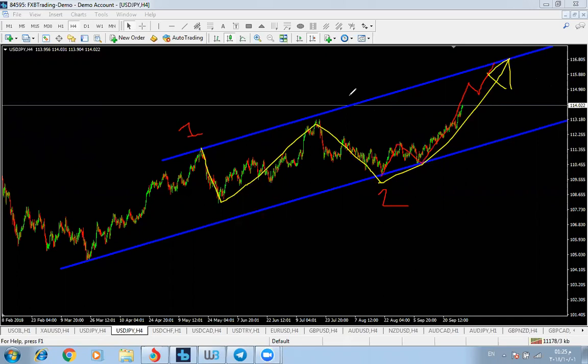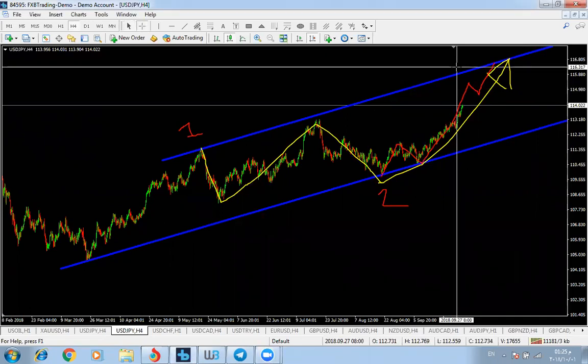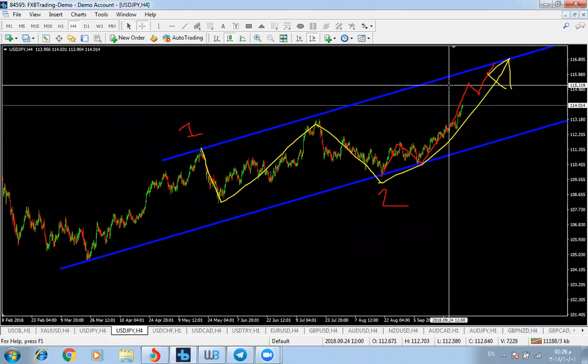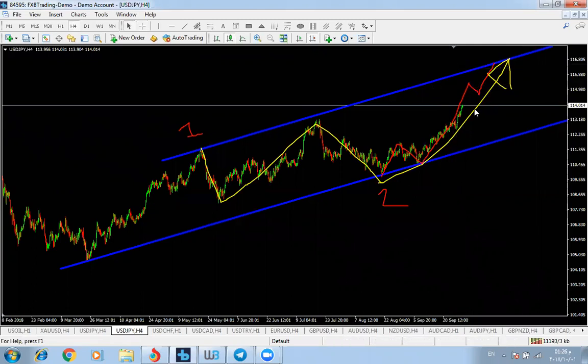So we anticipate the price to move to higher prices around 116 to 17. We can enter whenever we have a correction in 15 minutes or 1 hour time frames. We can enter our buy.